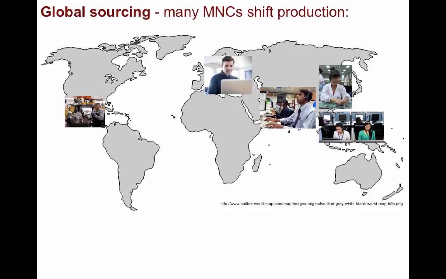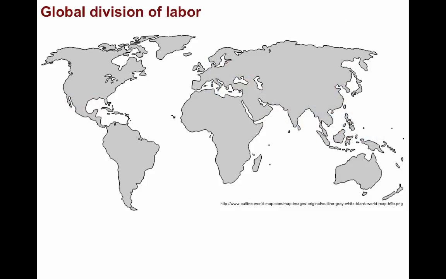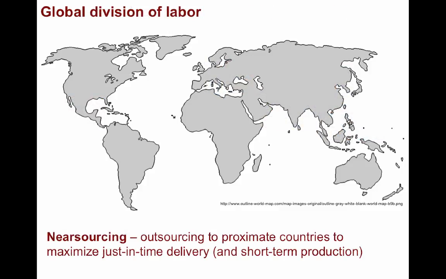But don't forget, in the global division of labor, most trading is actually with closer neighbors, where economies of scope works best. In fact, the word near-sourcing has entered the lexicon to describe outsourcing to proximate countries in order to maximize just-in-time delivery and short-term production. USA's top trading partners are China, Canada, Mexico, Japan, and Germany, in that order.